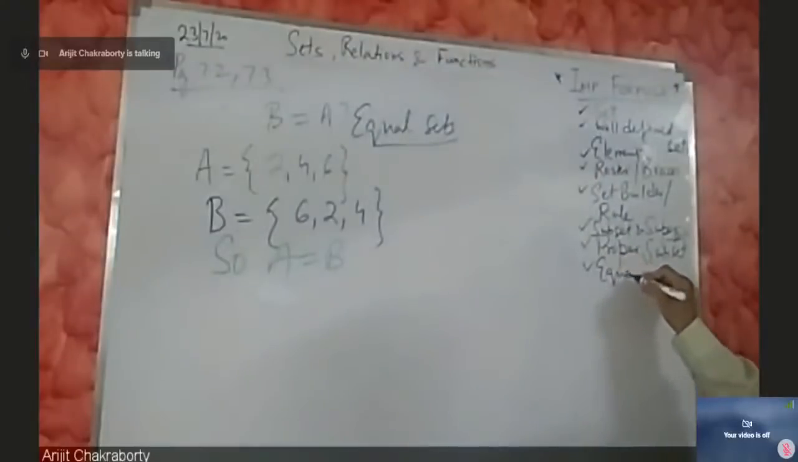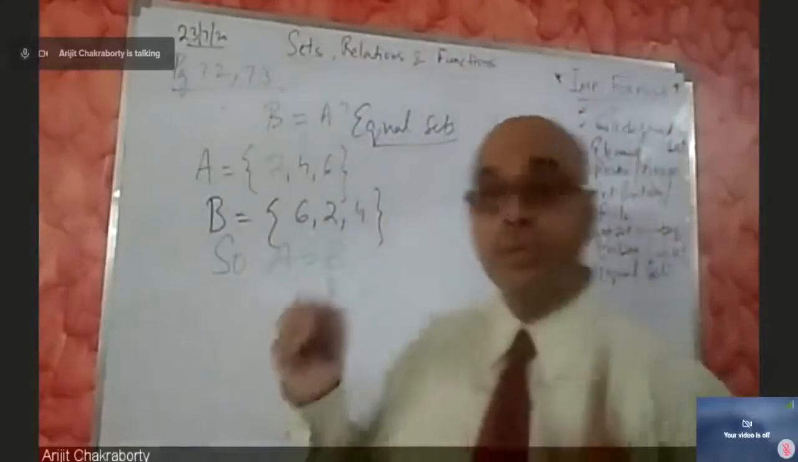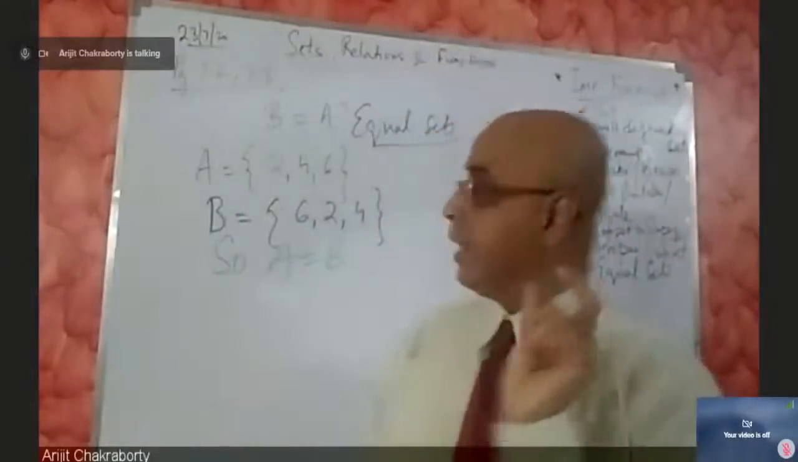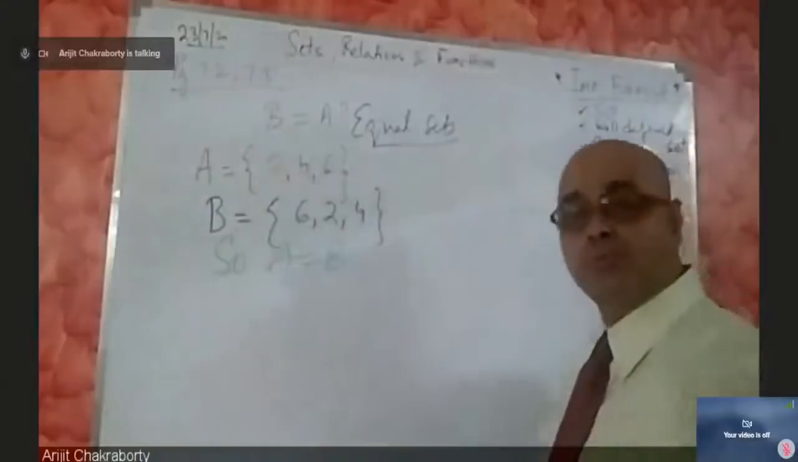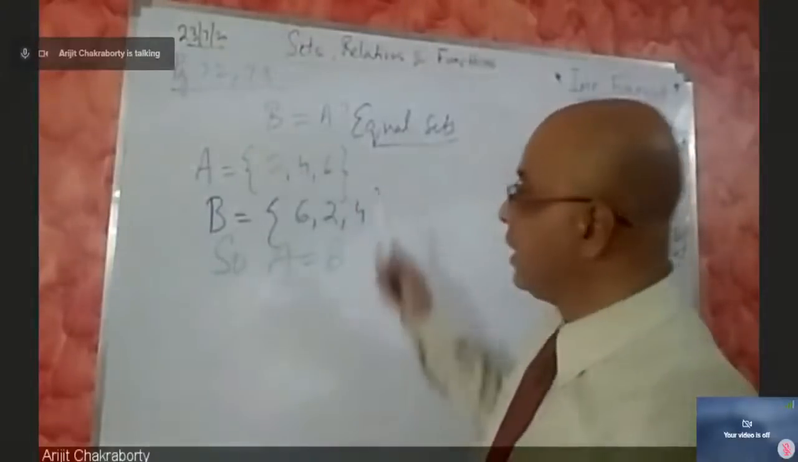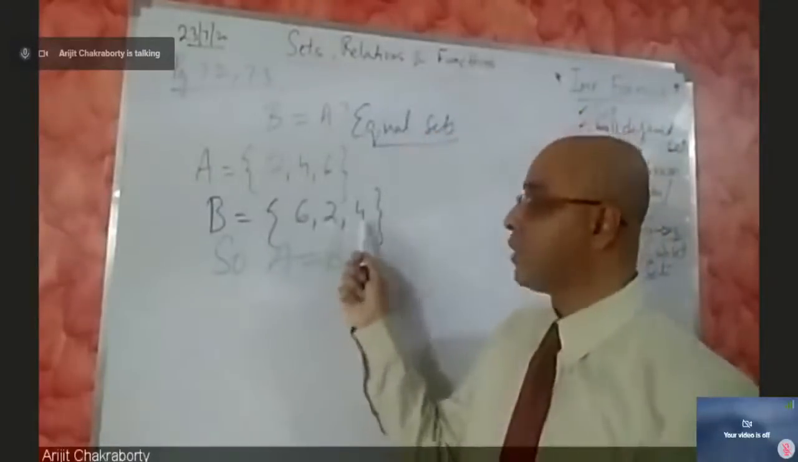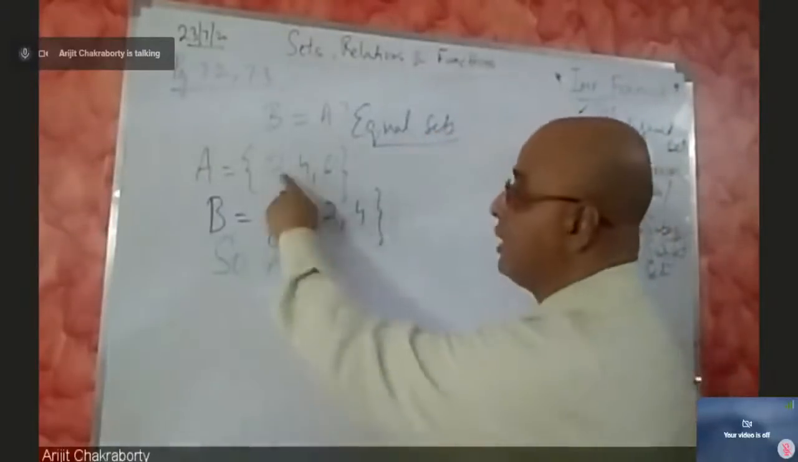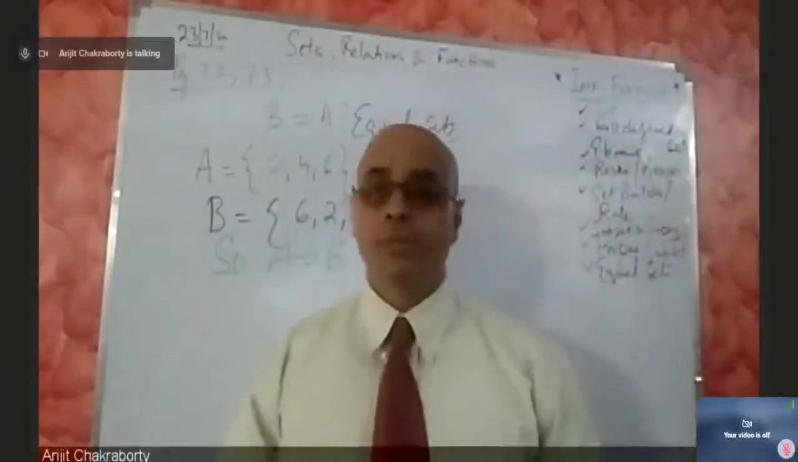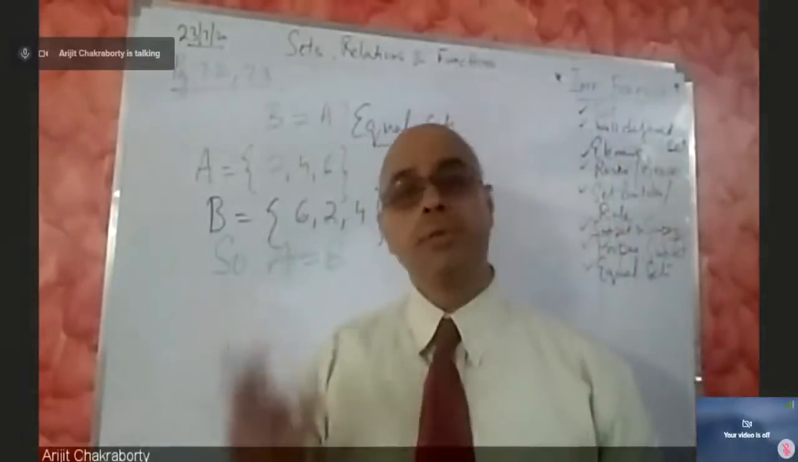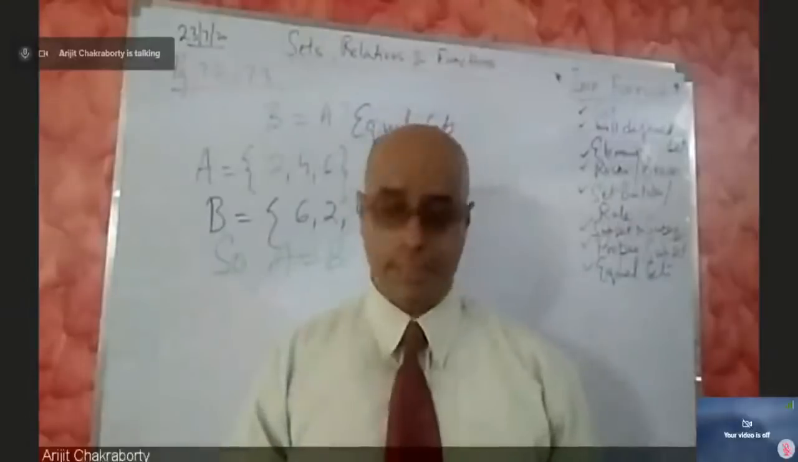The next concept we have done, equal sets. So this is the concept of equal sets, where they have the same number of elements. Here also we have 2, 4 and 6. So 3 elements. Here we have 6, 2 and 4. 3 elements, and each of the elements is the same. So they are equal to each other. These are called equal sets.